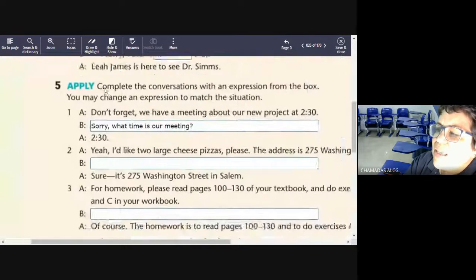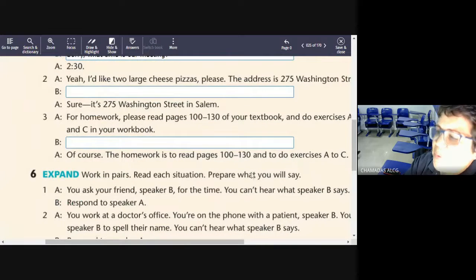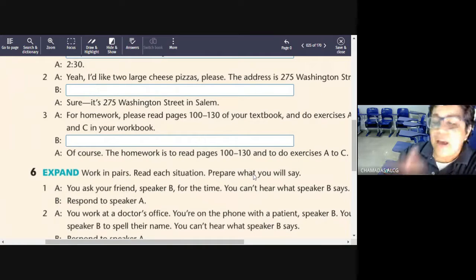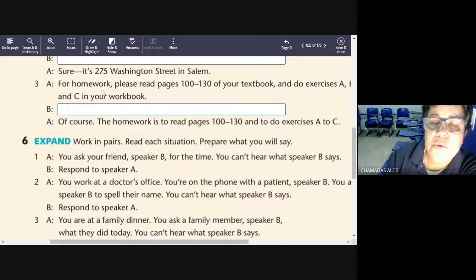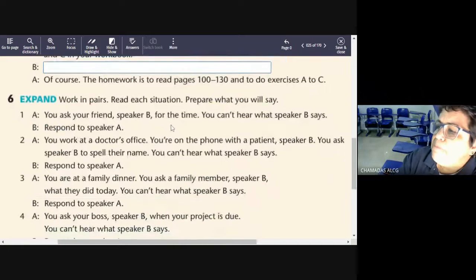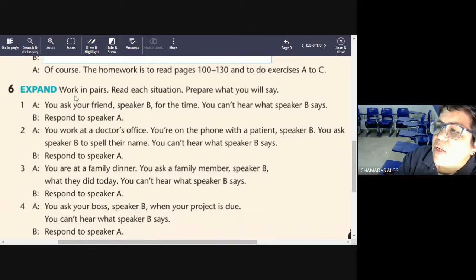Okay, guys, this lesson is very simple because it's basically asking someone to repeat something, okay? You did not understand, or there was a misunderstanding of some kind, and then you need someone to say that again, okay? Now here we have some situations. They want us to read each situation and prepare what you will say.